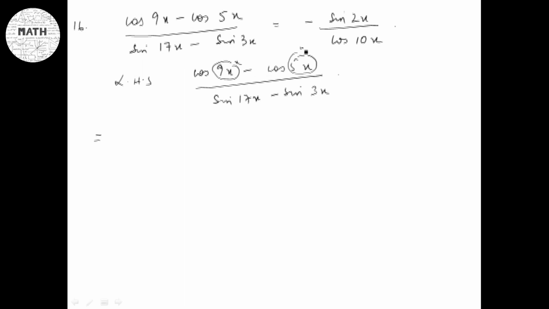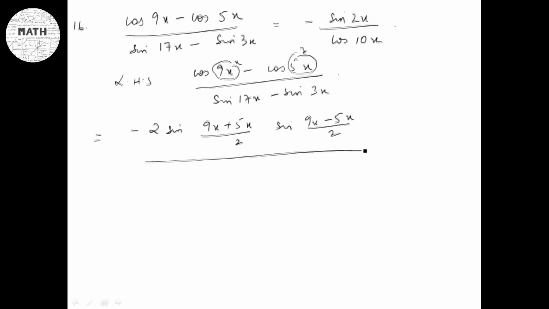I'm going to consider this one to be your x and this one to be your y. So cos x minus cos y is how much? It's nothing more than minus 2 sine((9x plus 5x) divided by 2) sine((9x minus 5x) divided by 2), and then divided by, similarly, consider this one to be your x and this one to be your y. So sine x minus sine y, the formula is how much?